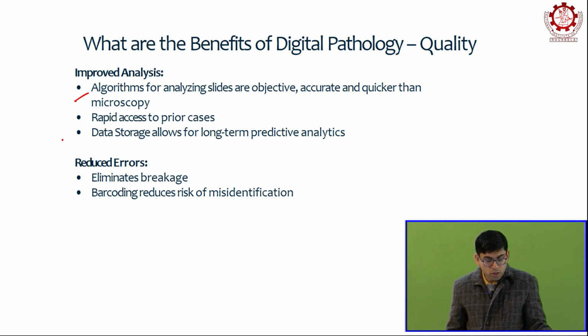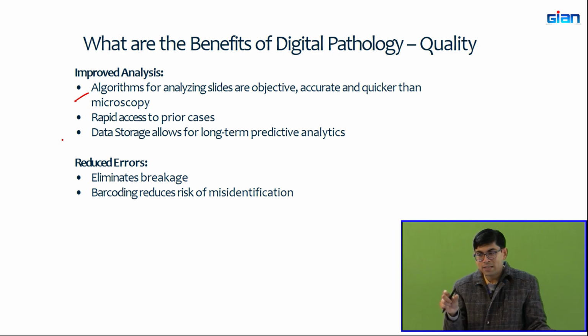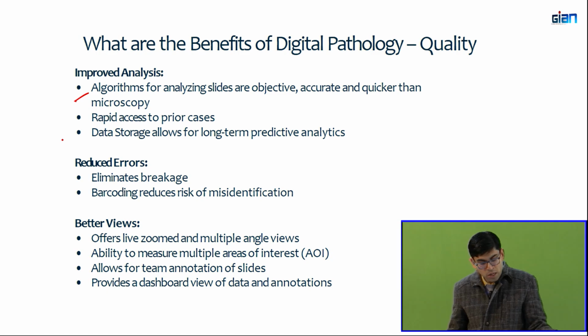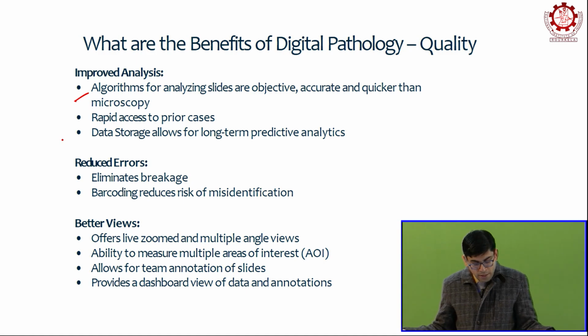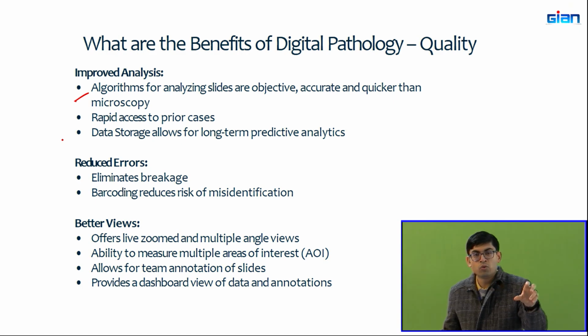Errors are reduced. So you have barcoding. Each of the slides has a separate barcode, and based on that barcode, you can pull whatever slide you want, and better views. So you can zoom in and zoom out at multiple angles, and then you can measure multiple areas of interest. If one area is important, they can go to that area, immediately zoom in, and on their software, they can mark that particular area.